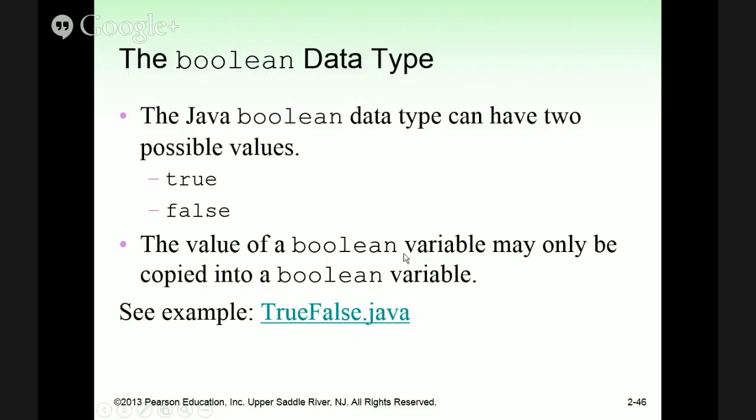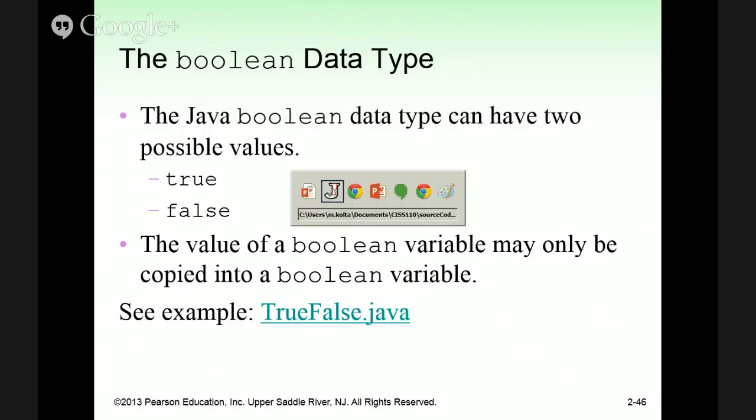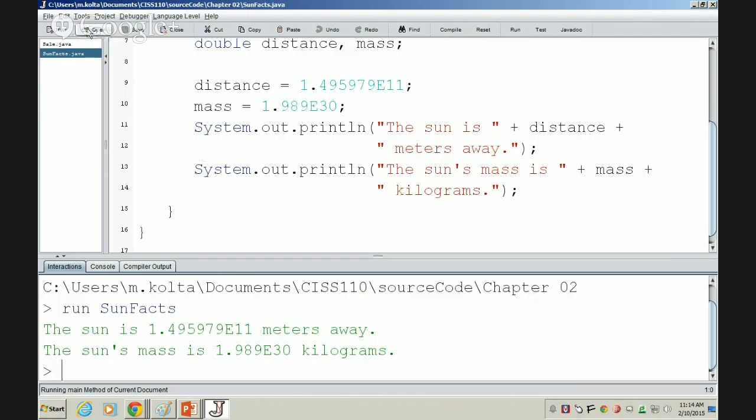Keep in mind that the value of a Boolean variable can only be copied into another Boolean variable. So you cannot store a Boolean in any other data type. Let's look at an example that uses the Boolean data type called trueFalse.java.